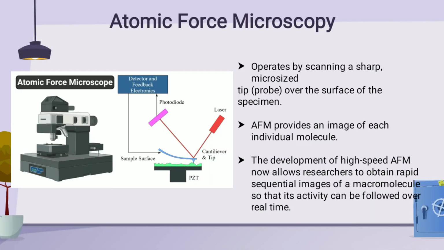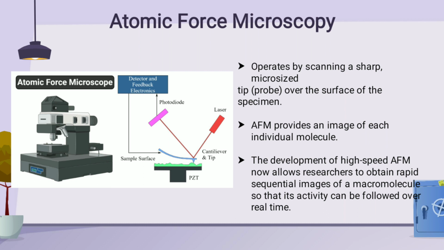Now, let us proceed with atomic force microscopy. Although it is not an electron microscope, the atomic force microscope or AFM is a high-resolution scanning instrument that is becoming increasingly important in nanotechnology and molecular biology. It operates by scanning a sharp, micro-sized tip or the probe over the surface of the specimen.